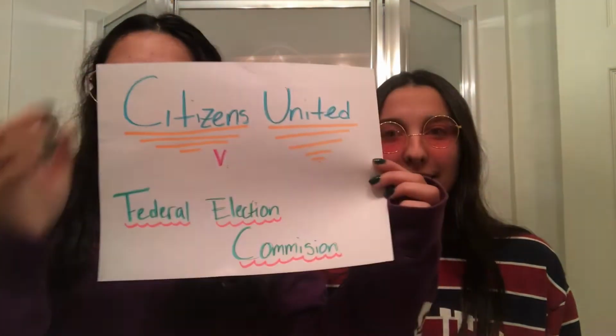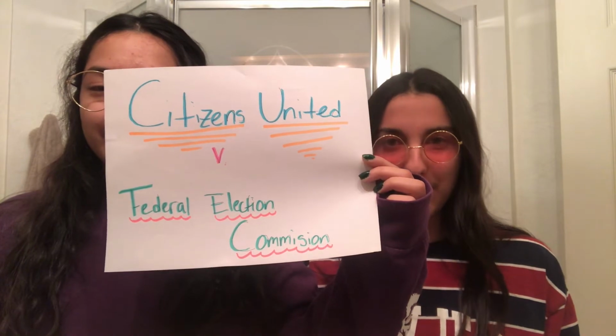Citizens United challenged the McCain-Feingold Act, arguing that it violated the free speech portion of the First Amendment. In 2010, this case was brought to the Supreme Court and is best known as Citizens United versus the Federal Election Commission.